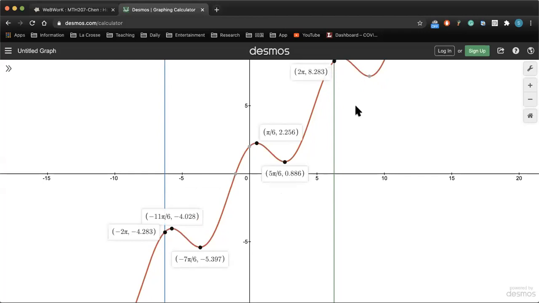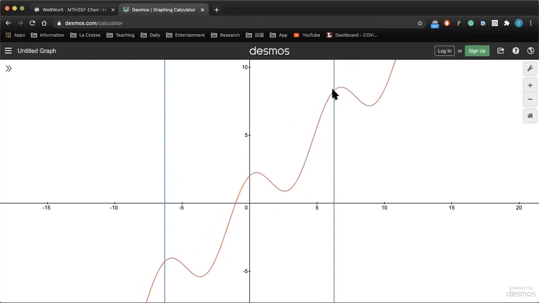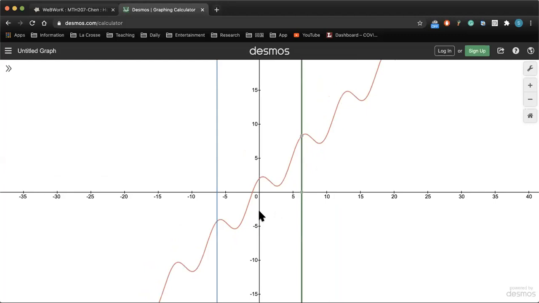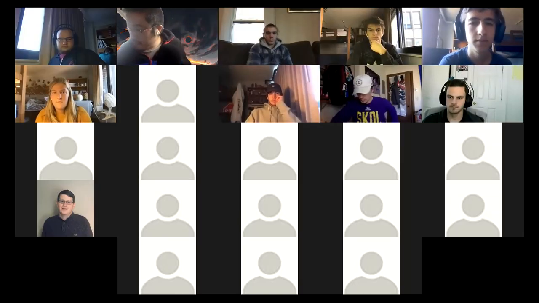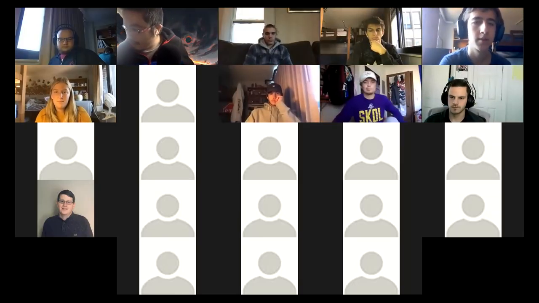We just compare all the values. We find, okay, negative 7 pi over 6 is the lowest. And this one here is the highest. So that's our absolute minimum and the absolute maximum. Sounds good? That's pretty nice. We don't even know what the function looks like. However, we were able to find the maximum and the minimum.